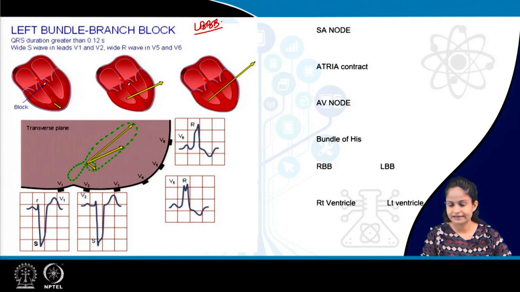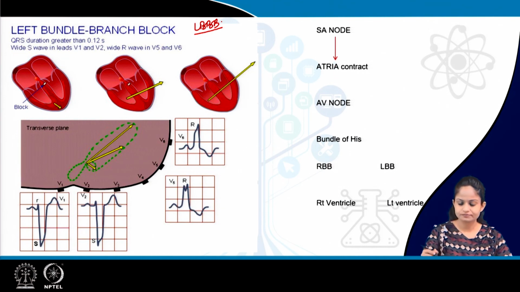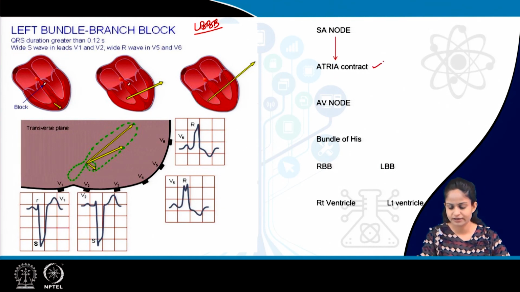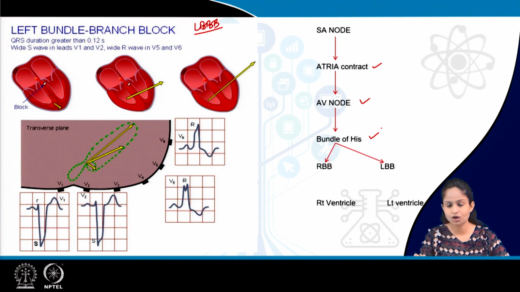So, whichever ventricle is affected will depolarize later. First the unaffected ventricle will get depolarized. So, what we see in case of left bundle branch block: SA node to atria is normal, atria to AV node conduction is normal, AV node to bundle of His conduction is normal. Now there is a block in the left bundle branch.